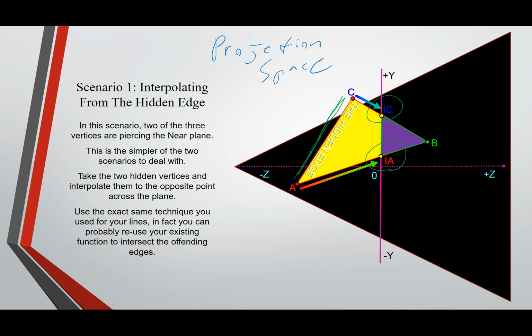So just kind of trying to cement what these diagrams are meaning, what spaces we're talking about when we're looking at these. Okay, so this is our first scenario with triangles: clipping the hidden edge, interpolating to the actual visible vertex. So we're going to interpolate to the visible vertex. So you can probably guess what the other situation is, right? The other situation is you don't have a hidden edge, you have a visible edge.